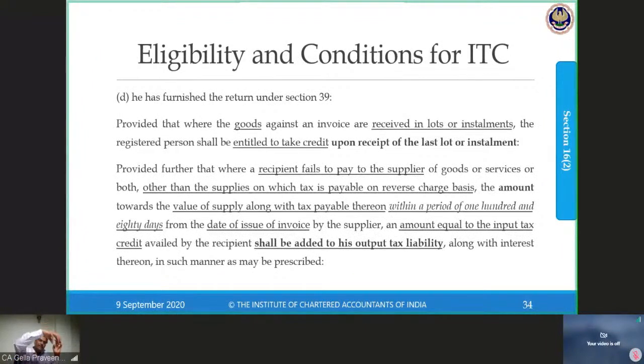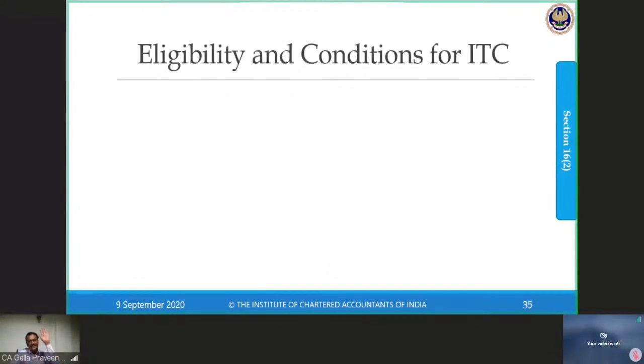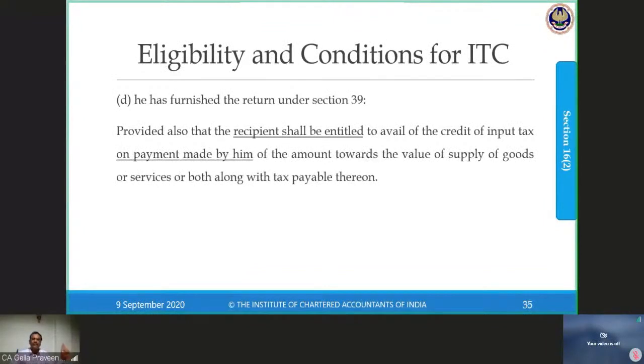So if I accounted for a bill in April 2020, and as on 30th October I have not made the payment for that bill, the provision says that because you have defaulted for a period of 180 days, that ITC, please reverse in the return you are going to file. So in the October month return I am going to file, I have to reverse that particular input tax credit. Now, is it only tax or is it interest? The provision says that tax along with interest has to be reversed.